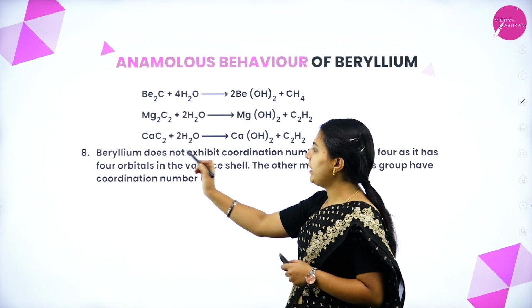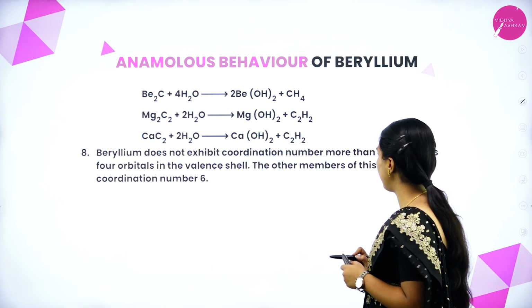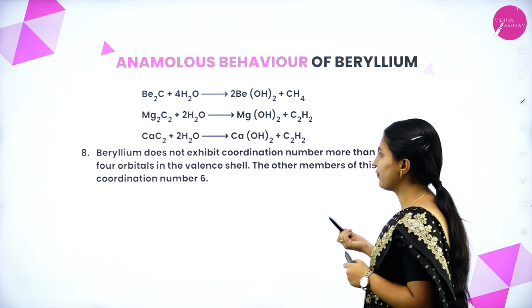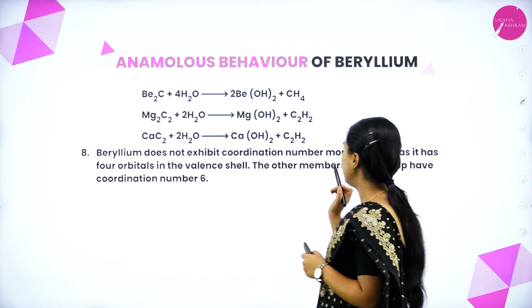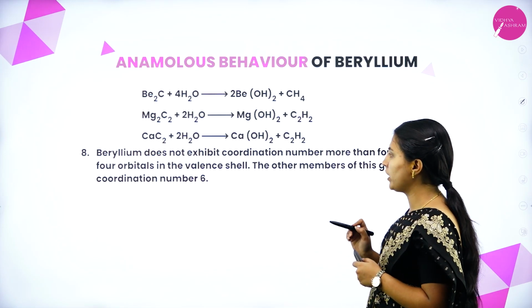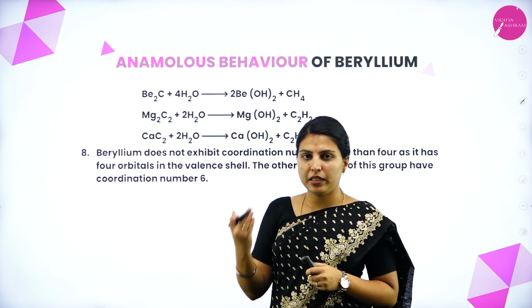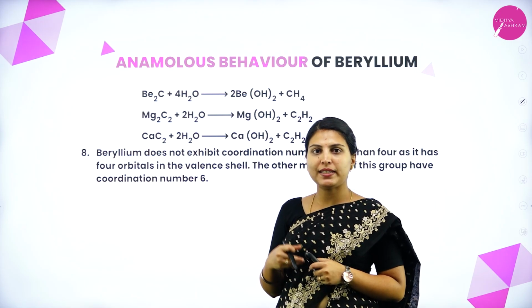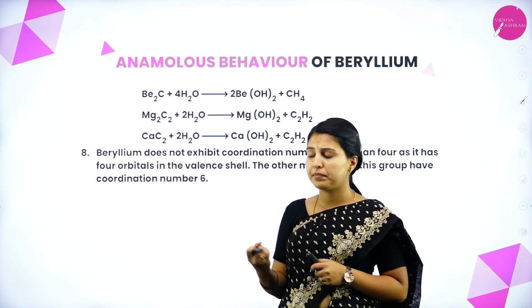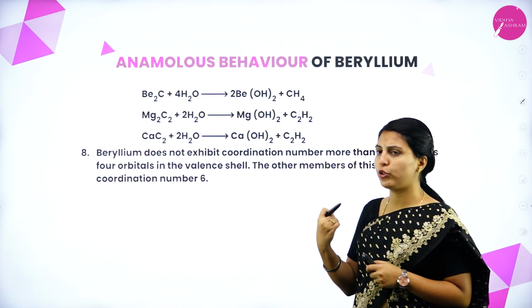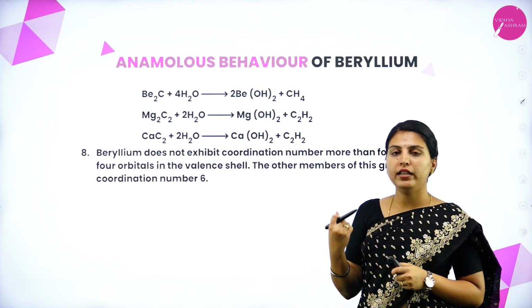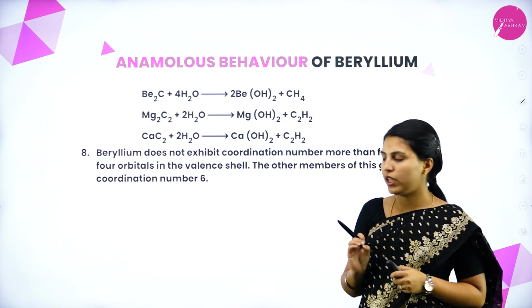Next point, beryllium does not exhibit coordination number more than 4 as it has 4 orbitals in the valence shell. The other members of this group have coordination number 6. About coordination chemistry you will study in the second year. There you will understand about coordination number and the overall chemistry of coordination.